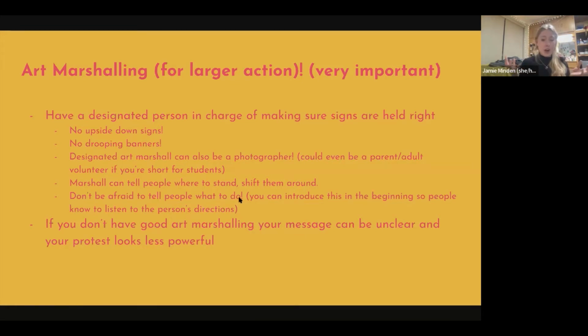So an art marshal is a designated person whose whole job during the strike is to look at signs, look at art, look at the visuals, and make sure that everything looks clean, looks crisp. You don't want upside down signs, you don't want drooping banners, because then you lose your whole message and you put all this work into your art and it's not really there. This art marshal can double as the photographer. It could even be a parent or an adult.